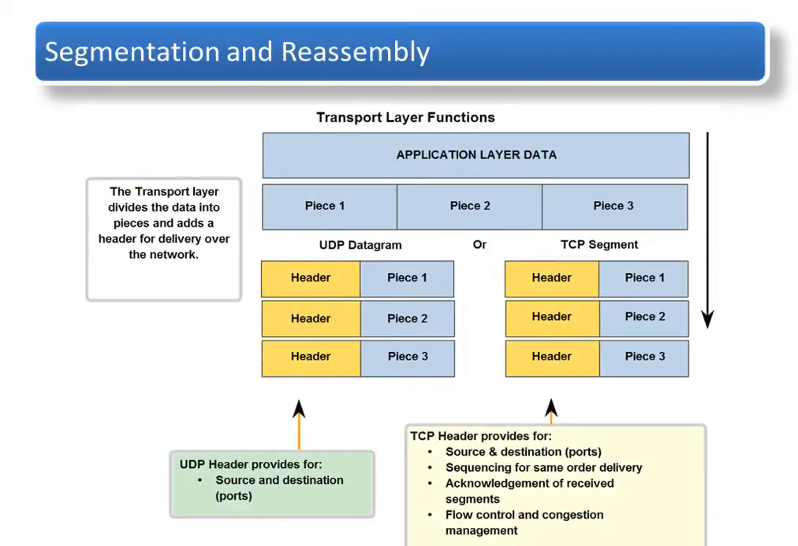To help you visually, the transport layer divides data into pieces and adds a header to each piece to be delivered over the network. Applications that are time sensitive would be encapsulated using UDP. These headers would include only a source and destination port. Data-sensitive apps that need dependable delivery methods would be encapsulated with a header that consists of source and destination ports, sequencing for same-order delivery, acknowledgments of received segments, and flow control/congestion management.